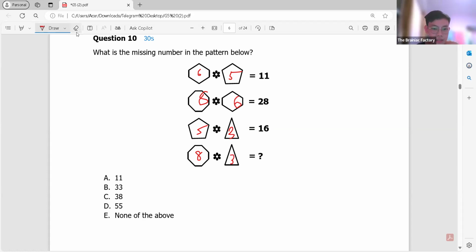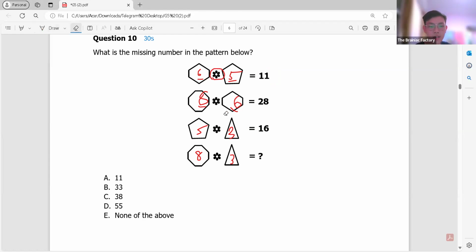So in this pattern, we don't know what this sign refers to. It could be the multiplication, it could be the sum or something. But what we can see here is 6 plus 5 is 11. But 8 plus 6 is in 28, 5 plus 3 is in 16. So we're going to find some way out here.